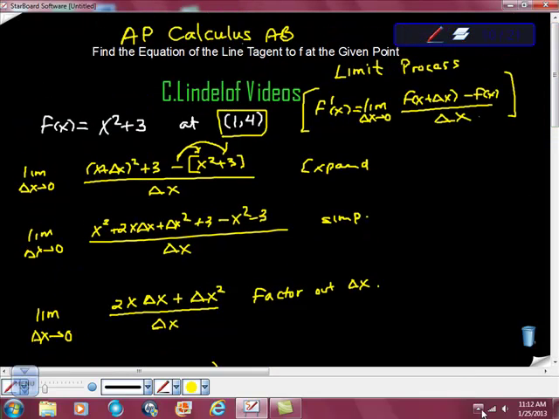So I hope this is really helpful. This is kind of what you do early in calc, but you have to remember this because you can see it again. So hope this was helpful.